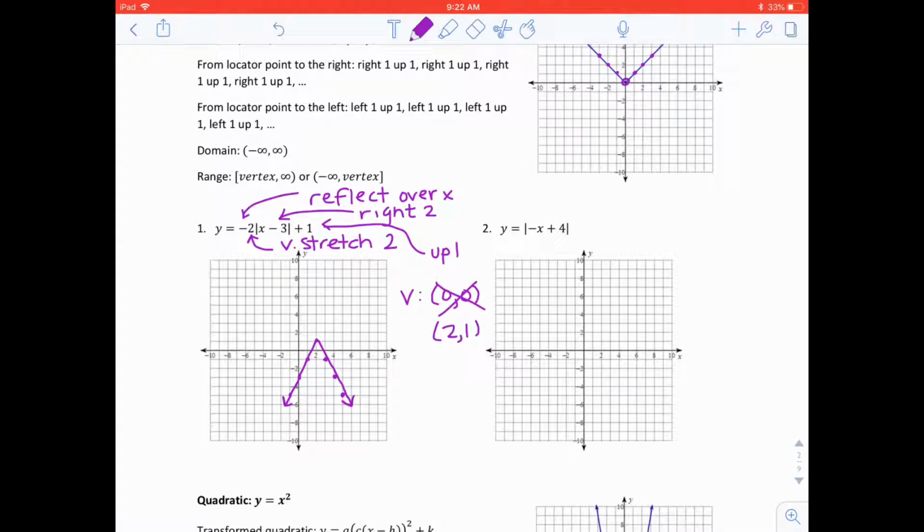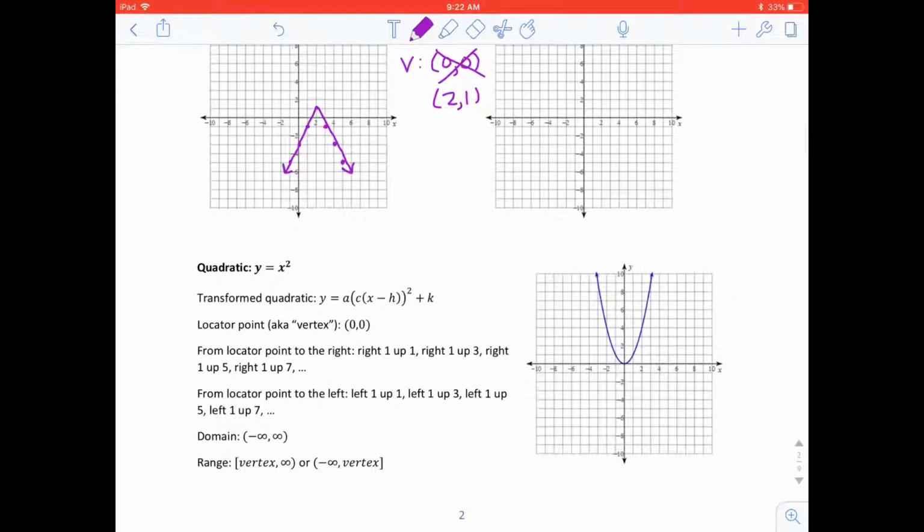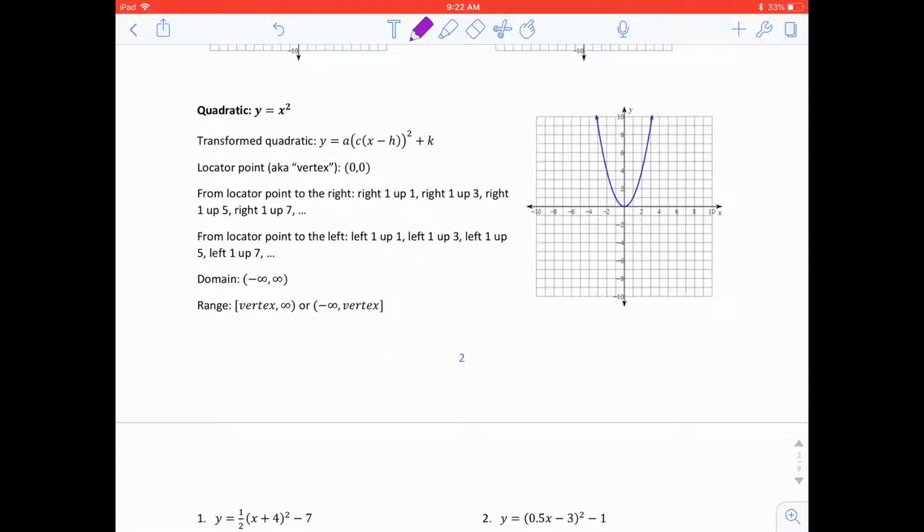Okay, so there is our transformed absolute value graph. And for today, we are only going to focus on the odd numbers in the problems because I wrote the even numbers to be used later. Okay, the next parent function that we're going to look at is a quadratic.